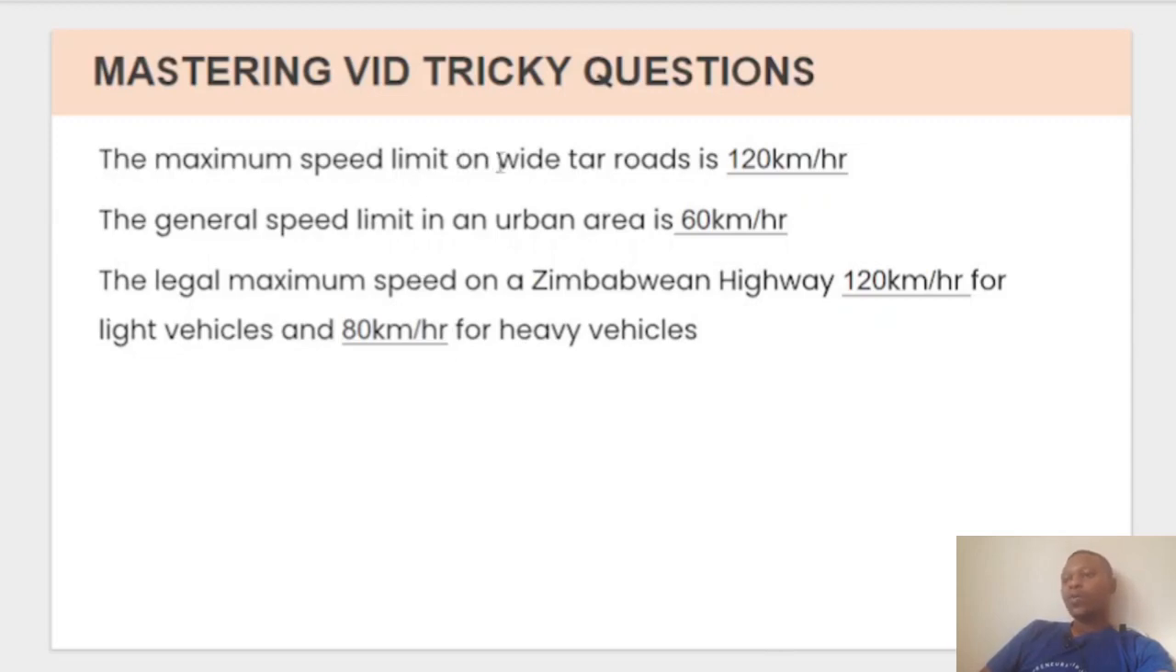Now here let's talk about the maximum speed. The maximum speed on a wide tarred road is 120 kilometers per hour. Remember, when we talk about a wide tarred road, we're talking about the highway, right? The highway. Okay, so the maximum speed is 120 kilometers per hour on a highway. Now the general speed in the urban areas, that's when we have CBDs in town, right? So in town, you're really not supposed to be moving at 120 kilometers per hour. Why? Because we also have people in town. Okay, so you're supposed to move at half the speed, which is 60 kilometers per hour.